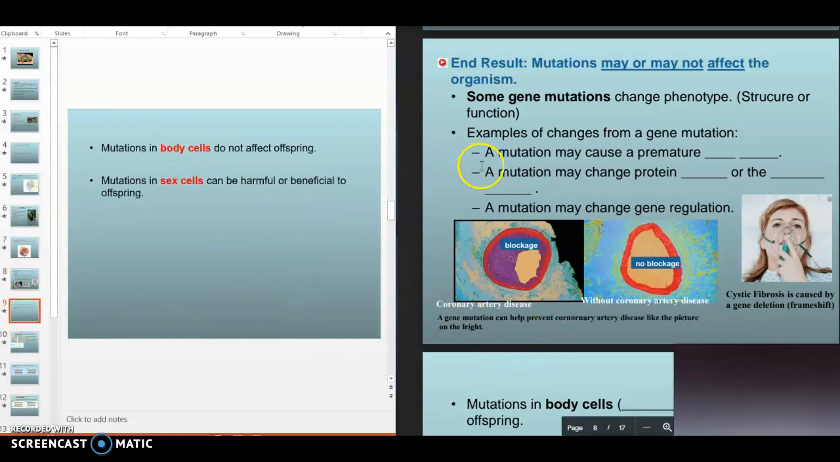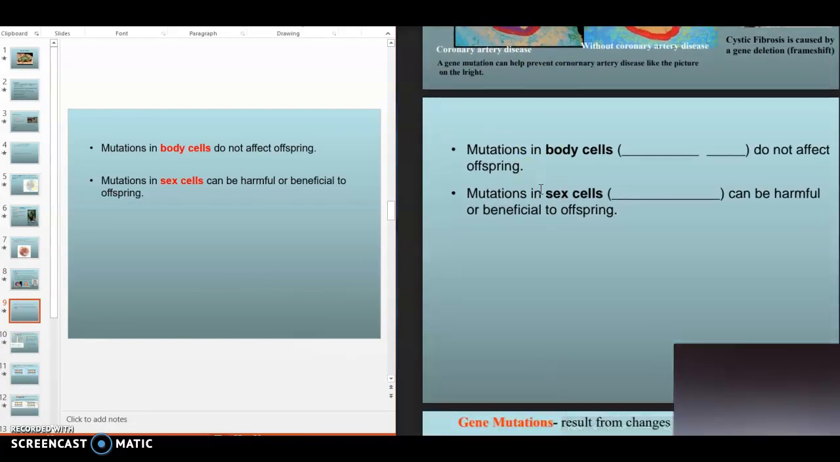And the last slide, I want you to put in here somatic cell and gametes. So that is somatic cell, and over here is gametes. And these are in parens. Okay.